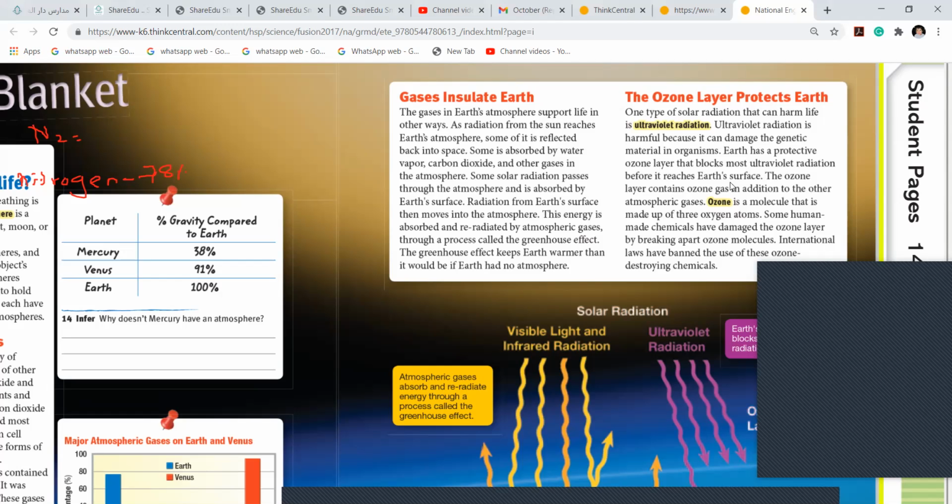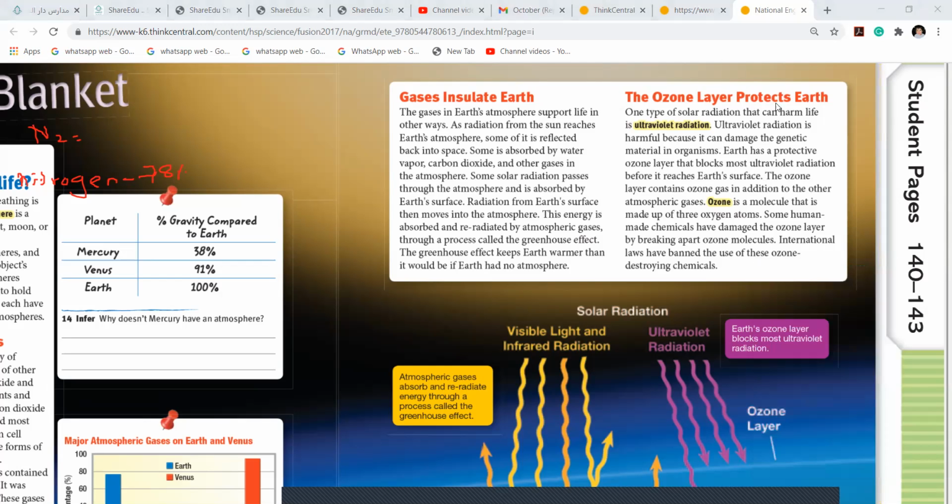Earth has an ozone layer that blocks the UV ray, so that it doesn't come to the Earth's surface. The ozone layer contains a gas called ozone gas. We write ozone gas as O3, girls. Ozone gas is O3. It is a molecule that is made up of 3 oxygen atoms. But some of the human activities, we do some chemical change that actually causes problems to the ozone. And that's why we are not allowed to use these chemicals now.